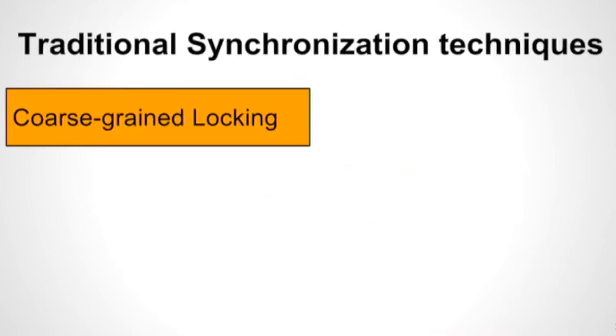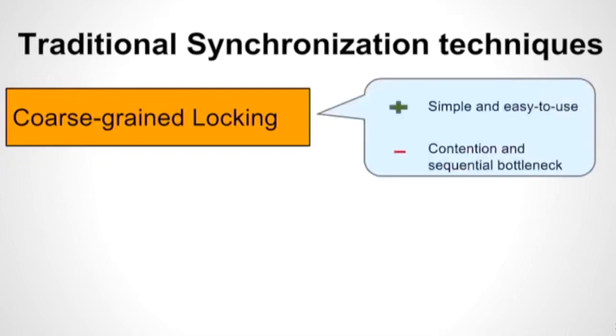Most of us are aware of these traditional synchronization techniques. You have this coarse-grained locking technique where, if you're implementing a list, you just take the lock on the head, and it's very simple and easy to use. But of course, there's a contention and a sequential bottleneck associated with it, right? There's the single lock, and you really prevent any concurrency from happening.